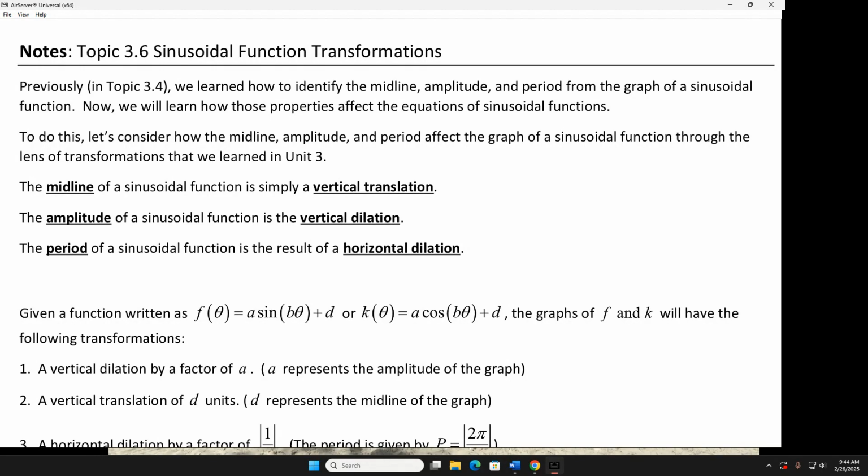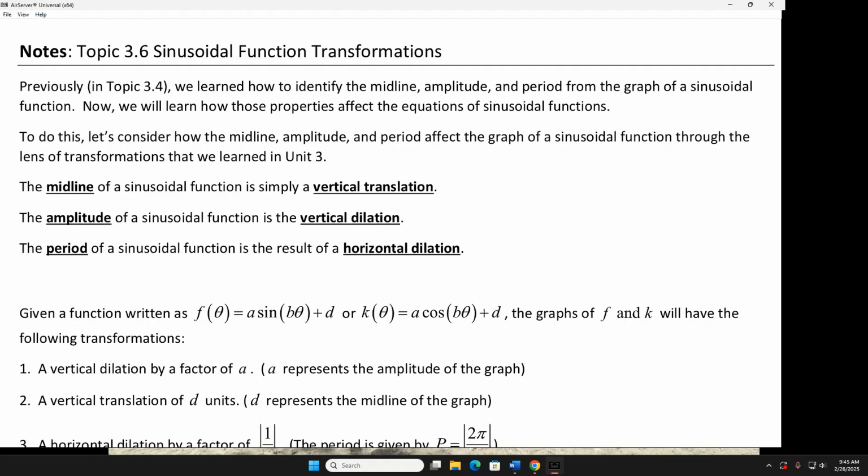And so just some reminders that the midline corresponds to a vertical translation, and hopefully that makes sense to you. So the vertical translation is something added on the outside that's going to affect the midline of the graph. It's going to shift it up and down. All right, and then the amplitude is going to correlate to a vertical dilation. So the bigger the amplitude, the taller the graph is. The smaller the amplitude, the shorter the graph is.